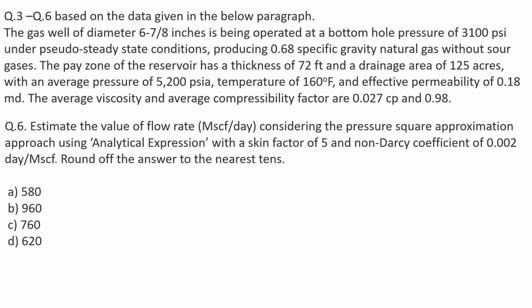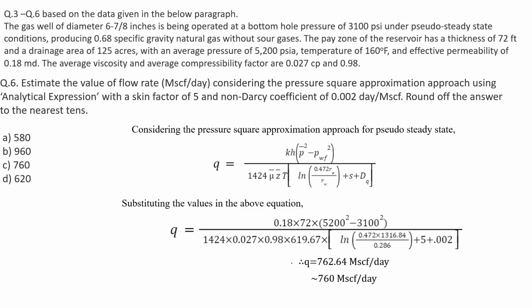Similarly, in the next question, again the skin factor of 5 and non-Darcy coefficient of 0.002 are given. And they are asking for the pressure square approximation approach. So the equation we know includes the S and Dq values. By putting those values, we can get the final value of the flow rate as around 760 MSCF per day. So option C is the answer.